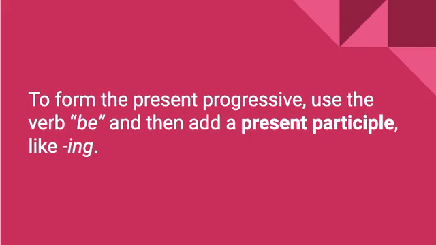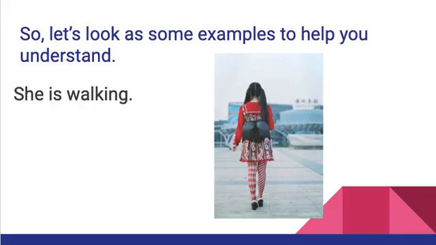So let's take a look at some examples to help you better understand. In this picture, she is walking. Now, if this was just plain old present tense, the sentence would be she walks. But you can tell that she is going to continue walking because she has a long ways to go to get to the stadium back there in the background. So she is walking. It's going to continue. She is going to continue walking.